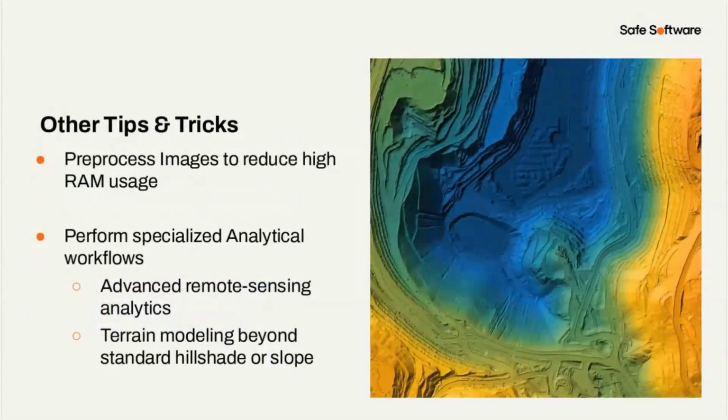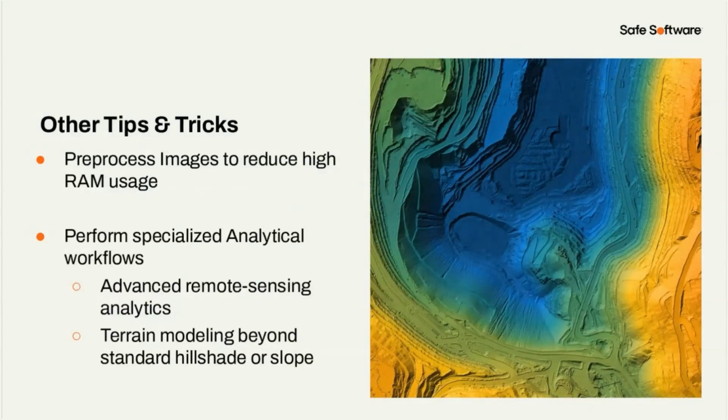Other tips and tricks: pre-processing images to reduce high RAM usage. Your images can be very large, tens of thousands of pixels wide and high, and pre-processing can be done through resizing, cropping, and compressing your images before reading them into FME. In turn, FME can stream data efficiently instead of holding the majority of data in memory. That means fewer pixels to store and process, cutting memory usage.